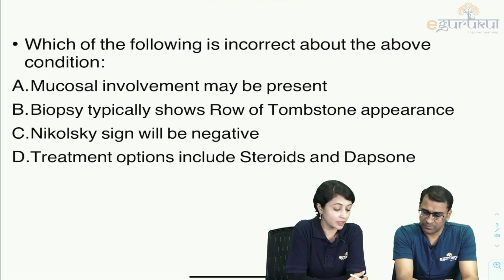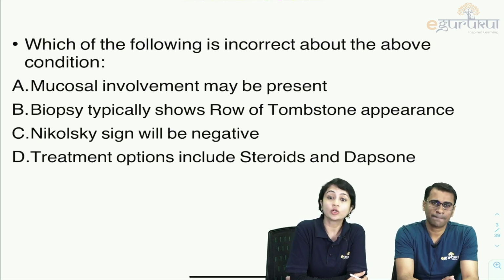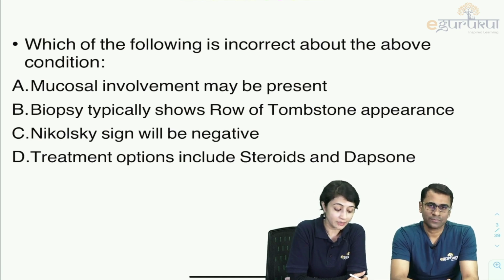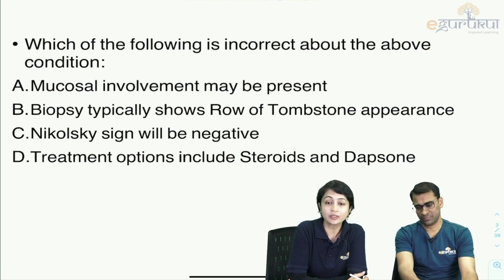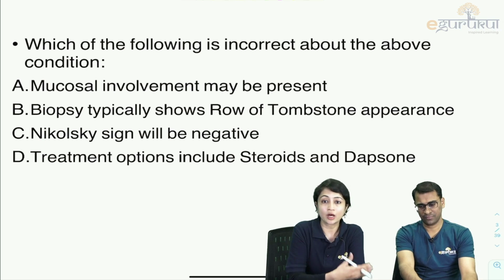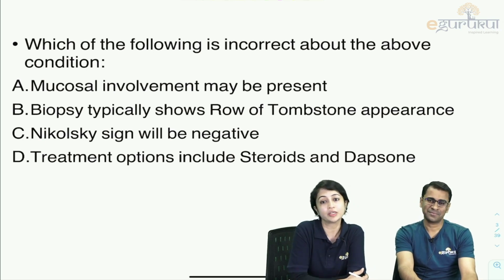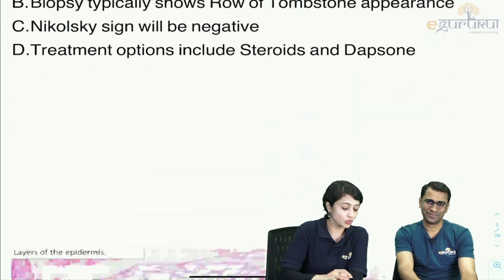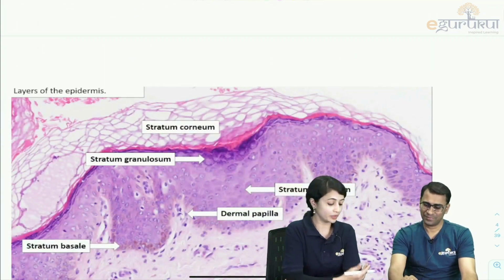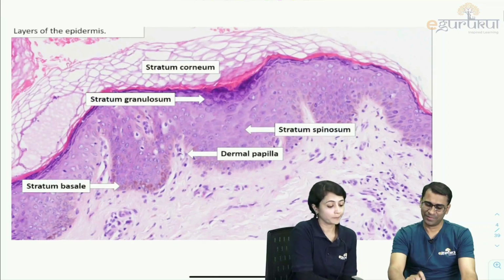So the options that are there with us are: mucosal involvement may be present; biopsy typically shows row of tombstone appearance; Nikolsky sign will be negative; and treatment options include steroid and dapsone. So as you can understand, we are talking here about blistering disorders and in the subsequent part, we'll clarify how to diagnose and then mark the correct option. So, Dr. Praveen, over to you for the basic histopathology.